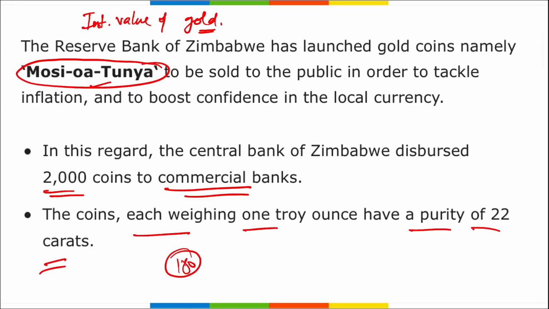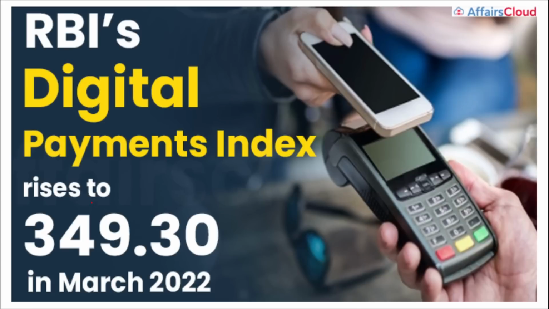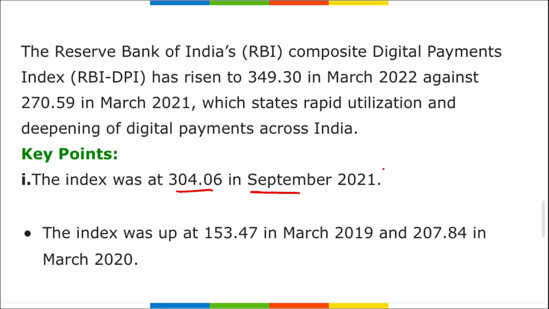All right. Next, RBI's digital payment index rises to 349.30 in March 2022. The Reserve Bank of India composite digital payment index, that is the RBI DPI, has risen to 349.30 in March 2022 against 270.59 in March 2021, which shows rapid utilization and deepening of digital payment all over India, and it is good news. The index was at 304.06 in September 2021, 153.43 in March 2019 and 207.84 in March 2020.